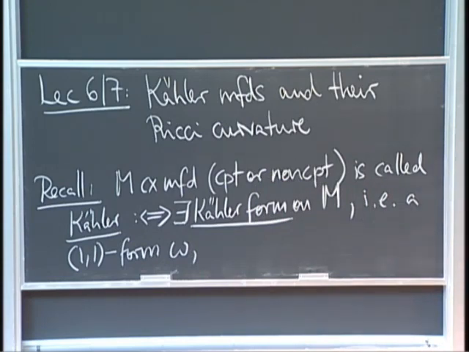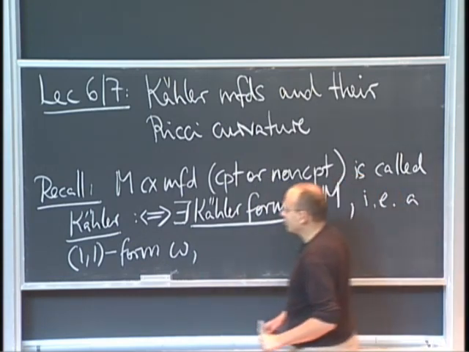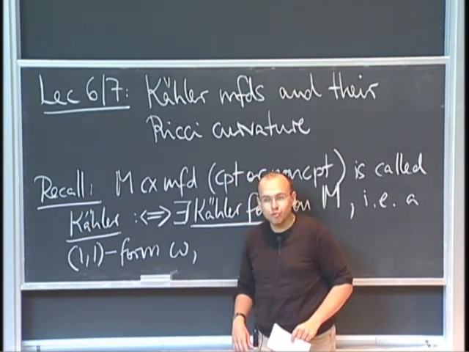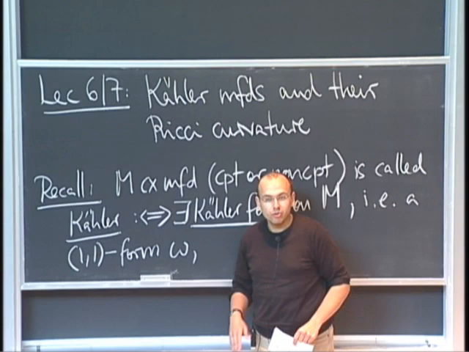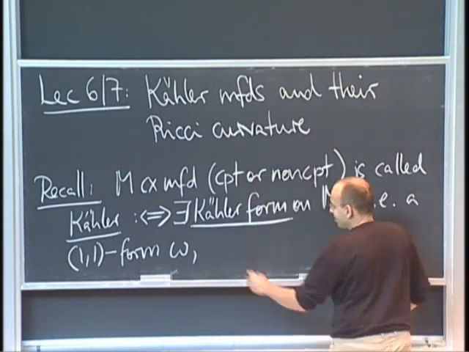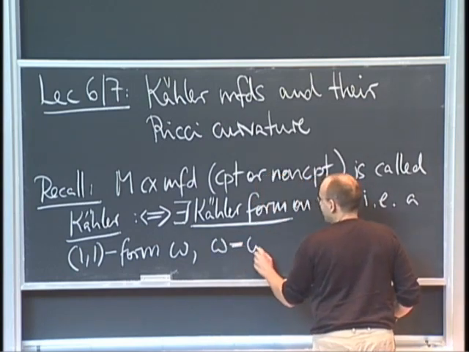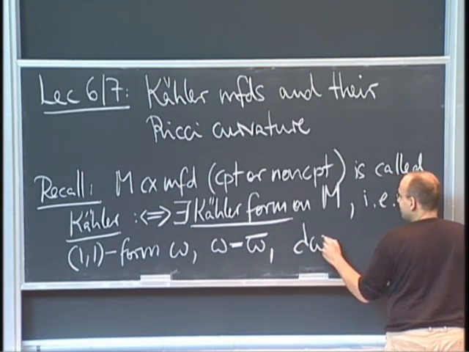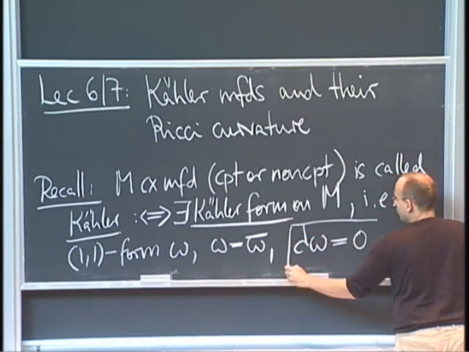So I tend to forget to say that, but it's kind of important. So the way I defined 1-1 forms on Cn, those are just complex valued forms, and I want my Kähler form to be real. So I want it actually to be equal to its complex conjugate. And most importantly, it's closed. So it's a key condition. It's a closed form.